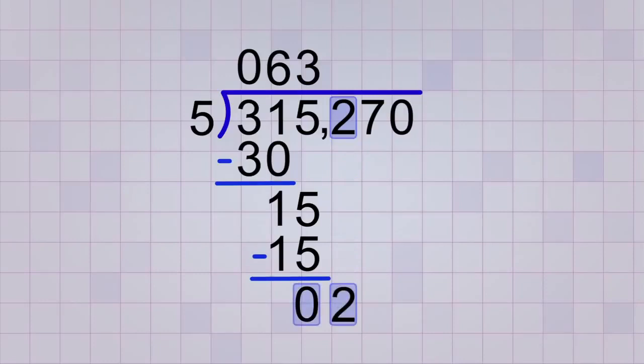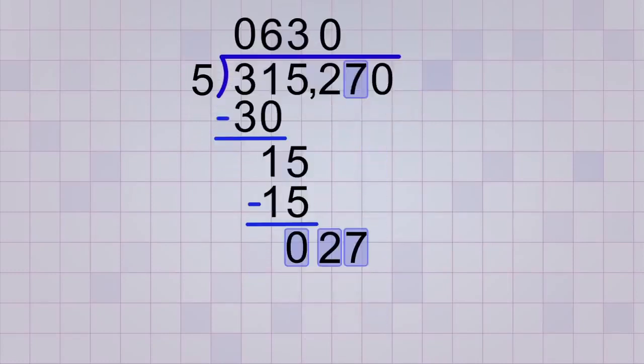Now we ask, how many times will 5 divide into 2? 0. 5's too big, so we need to move on to the next digit and bring a copy of it down also. There, that's better. Now we ask, how many times will 5 divide into 27? 5. 5 times 5 is 25, and 27 minus 25 gives us a remainder of 2.